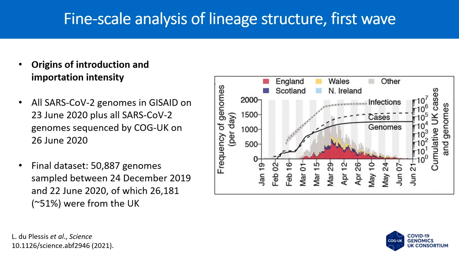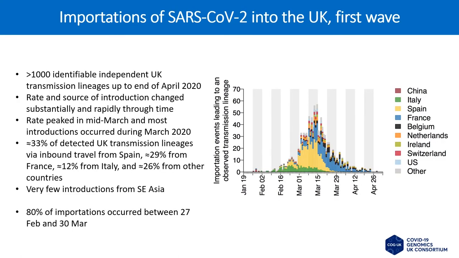Now, in the graph there, you'll see the frequency of genomes per day that we included in the study, with the colours showing introductions into England, Scotland, Wales and Northern Ireland, and then in the grey, other cases. So you can see that they accumulated up until around end of March and early April, and then began to decline as we went into lockdown. Now, this study showed that there were more than 1,000 identifiable independent UK transmission lineages up to the end of April 2020. That's likely to be a substantial under-recognition of introductions during that period.